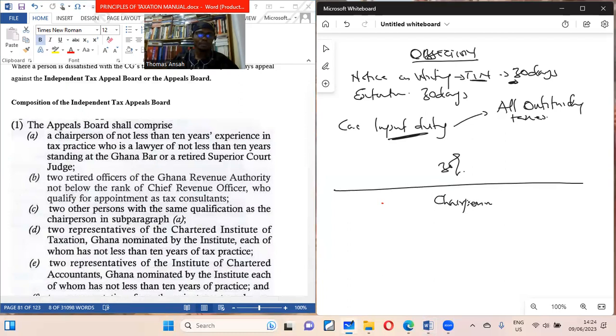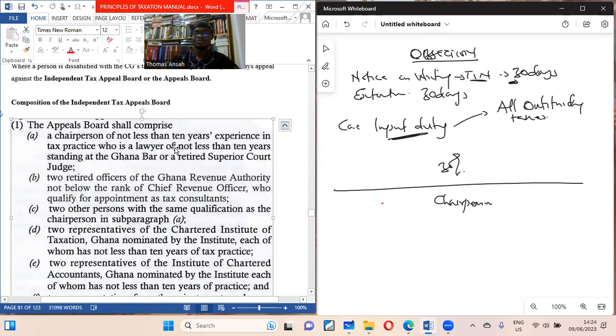And this chairperson, it's interesting, must be what? A chairperson of not less than 10 years experience of tax practice, who is a lawyer. So that is why these days you see plenty of people doing law. The tax people are doing law. So you have to have not less than 10 years of tax practice, which means that you are part of the CITG membership. All right. And you are a lawyer. So that is a lawyer of not less than 10 years in standing with the Ghana Bar Association.